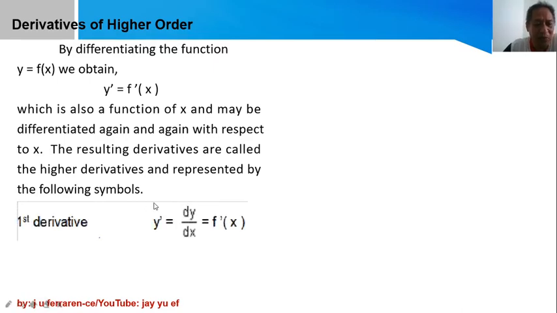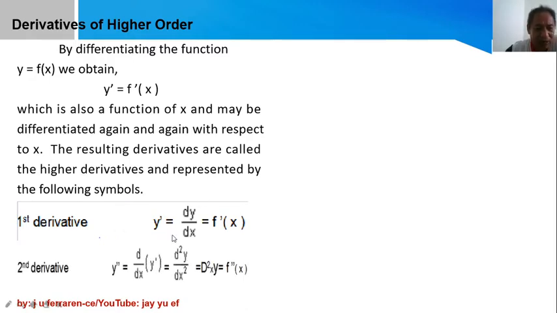For the first derivative, we have the y prime. This is the first time we do the differentiation. The second derivative can be obtained by differentiating further your first derivative, so this is already a derivative of higher order. We can have notation like y double prime. We have another symbol, which is read as d squared y, dx squared. This means a second order derivative of y, also denoted with f double prime, also a function of x.